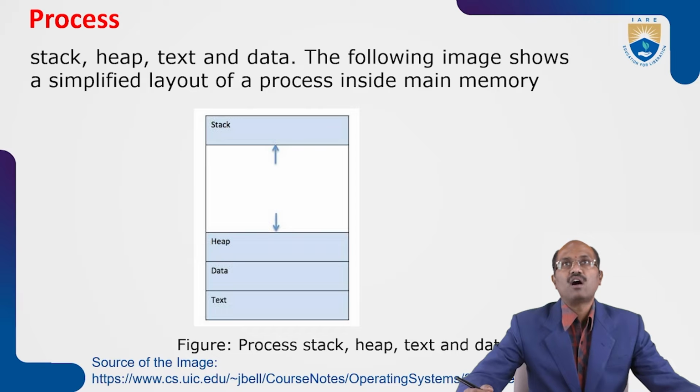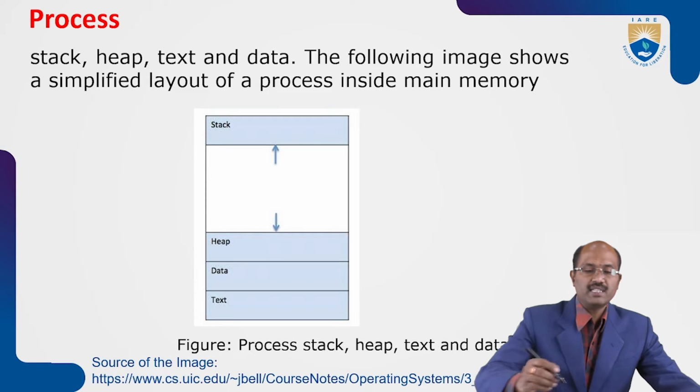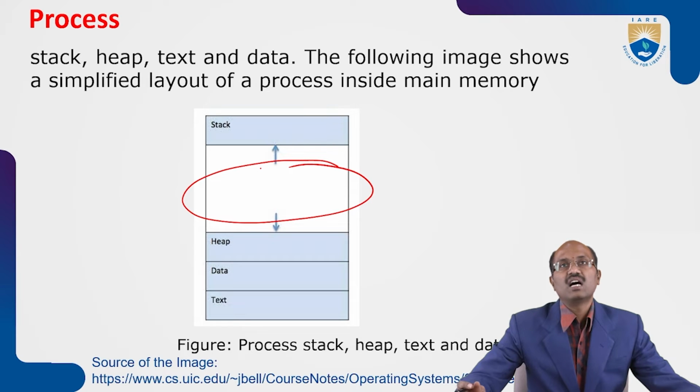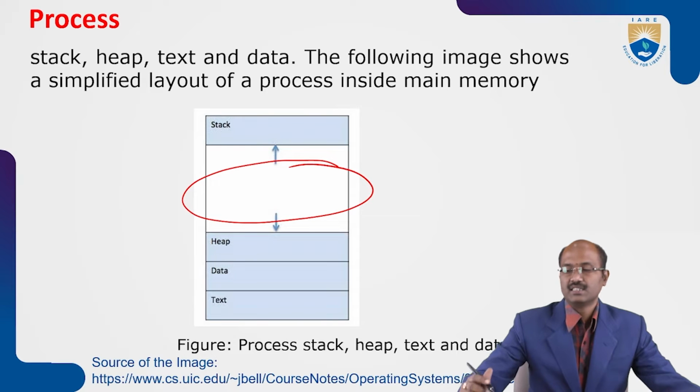The layout of a process happens inside the main memory, so the process works inside the main memory. This is the structure of the process, and in between there is a huge gap. This gap shrinks or extends depending upon the size of the process. If a process is oversized, it extends; if a process has less size, then it shrinks.